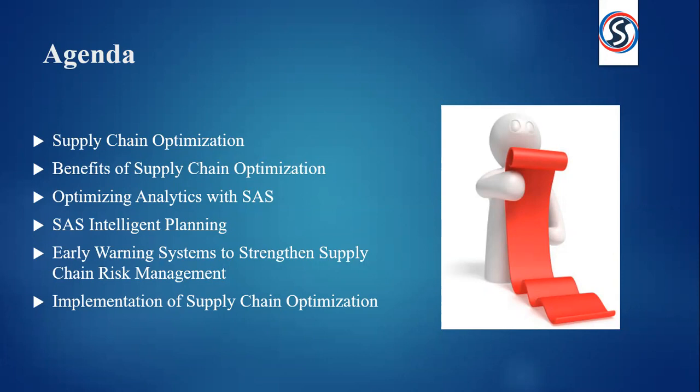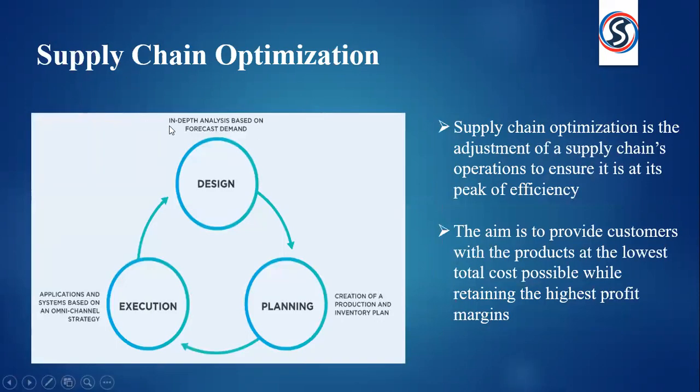So the agenda is supply chain optimization benefits, then how we are optimizing with SAS analytics, fine. Then what is the SAS intelligent planning? What are the early warning systems to strengthen the supply chain risk management? Then implementation of the supply chain optimization. Fine. So let's understand what is supply chain optimization.